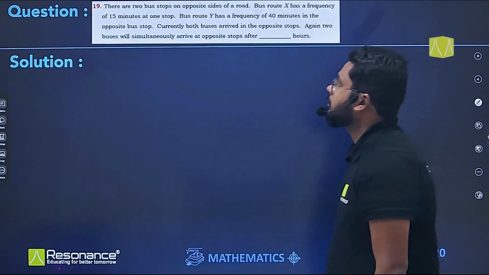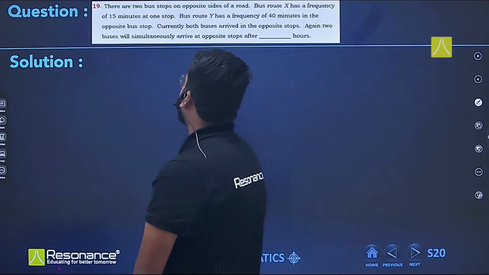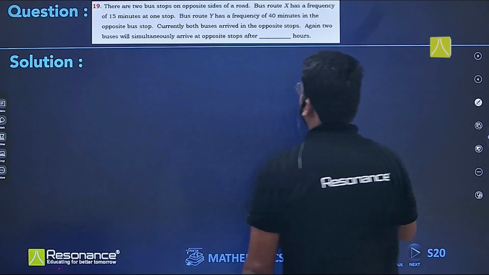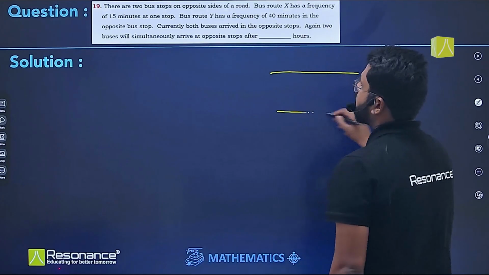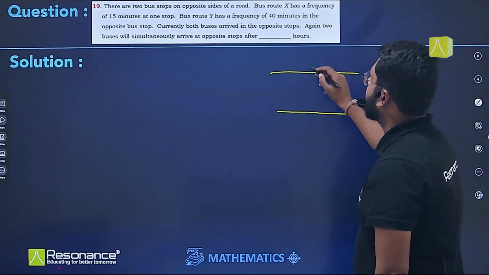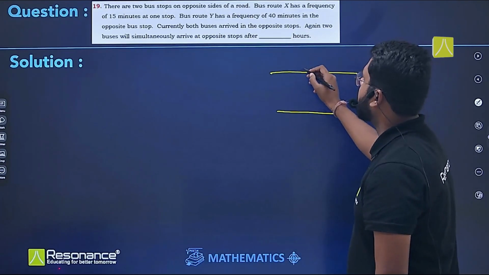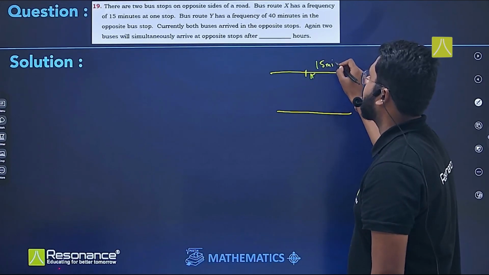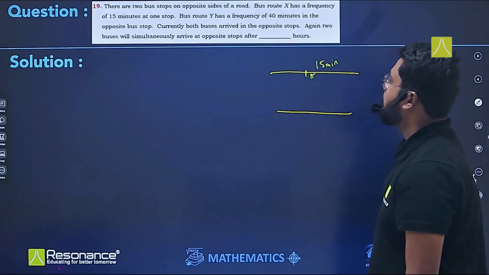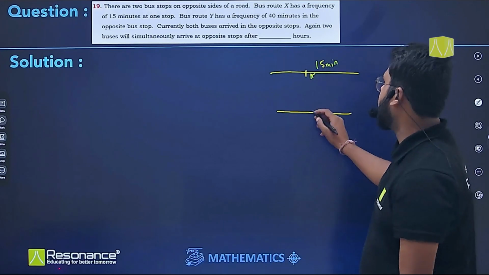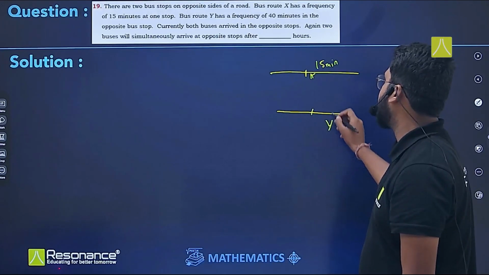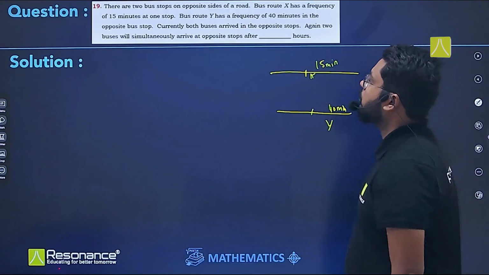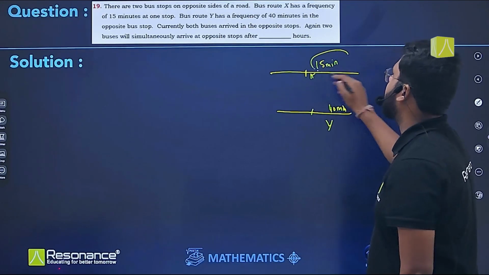Next question is, there are two bus stops on opposite sides of a road. Bus route X has a frequency of 15 minutes at one stop. Suppose this is one stop, so every 15 minutes a bus is there. Bus route Y has a frequency of 40 minutes. Suppose bus Y is coming here every 40 minutes at the opposite bus stop. Currently both buses arrive at the opposite stops.